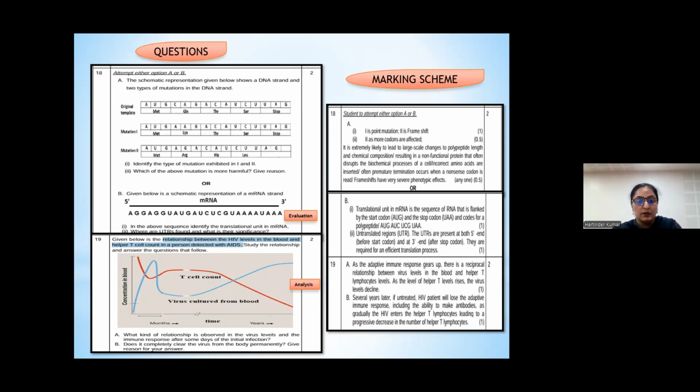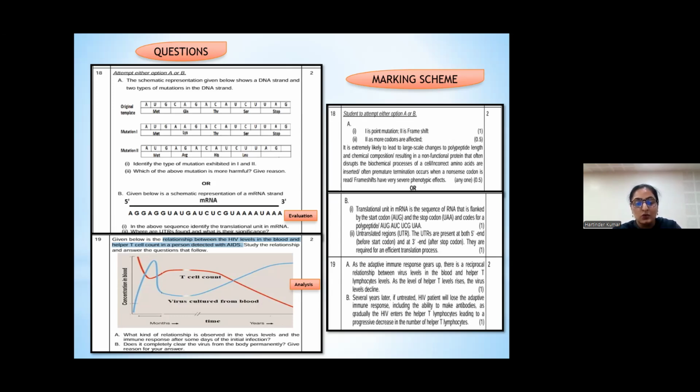No amino acid. In mutation 1, they have shown that there is just one base pair changed. Instead of CAG, it is AAG. That is, it is lysine now, because one nitrogenous base can change the amino acid. Rest all is the same. In the second type of mutation, they have shown that after AUG, it is AGA. One A nitrogenous base has been deleted, just one base.